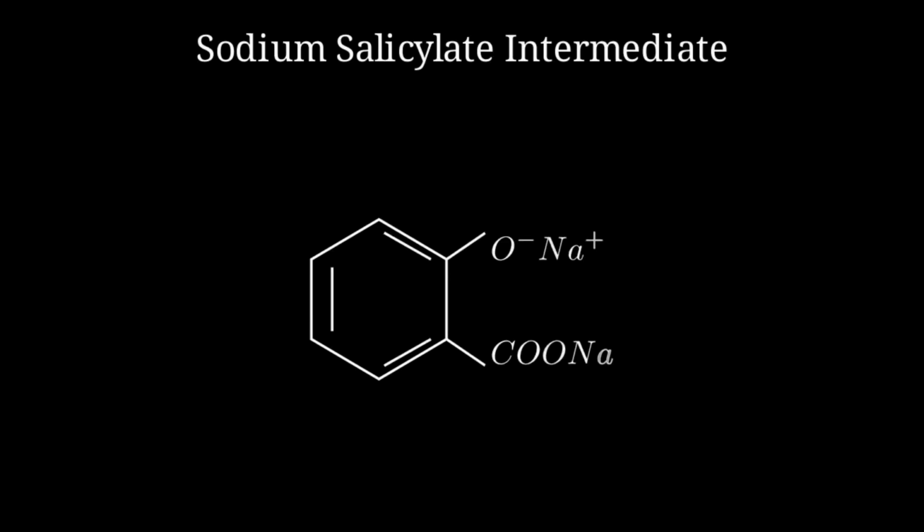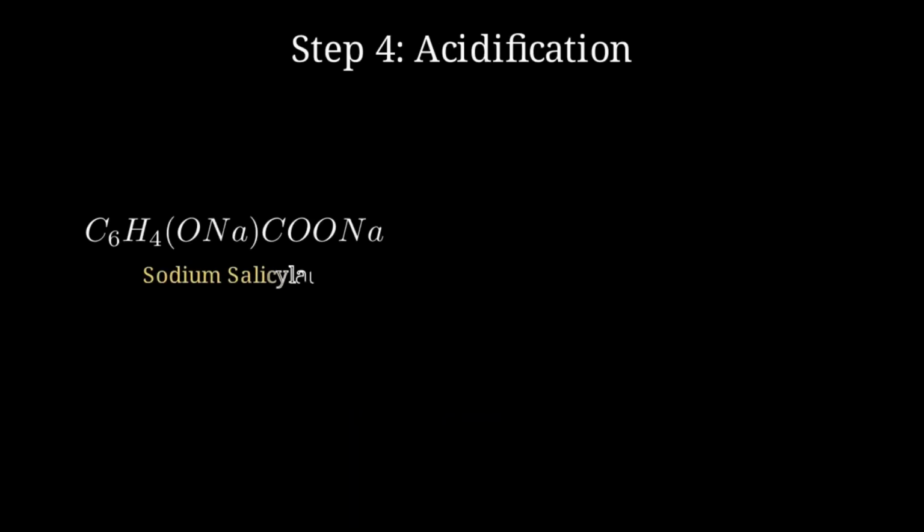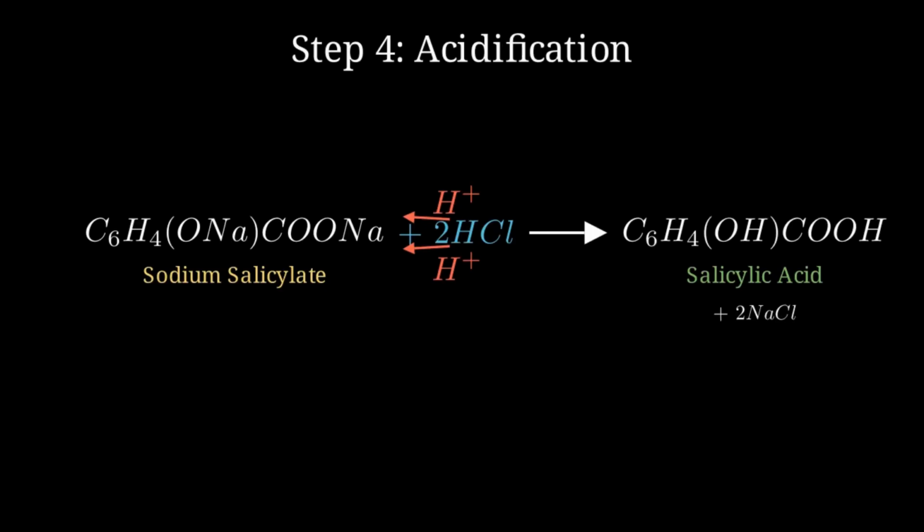At this stage, the product exists as a salt because the environment is still basic. To obtain the final acid, we must proceed to the final chemical workup step. By adding a strong acid like sulfuric acid, we protonate the carboxylate and phenoxide groups. This acidic workup converts the salt into salicylic acid, which then precipitates out of the solution for collection.